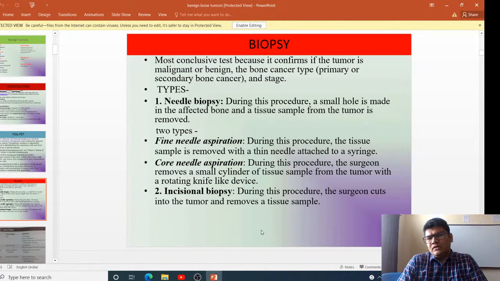Next, the most conclusive test is the biopsy or histopathology. Types of biopsy are needle biopsy, fine needle aspiration biopsy, core needle biopsy, and incisional biopsy.